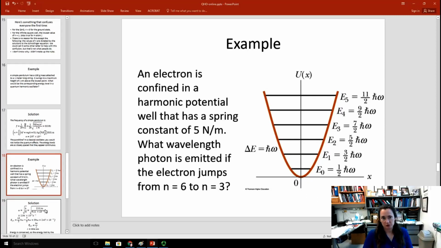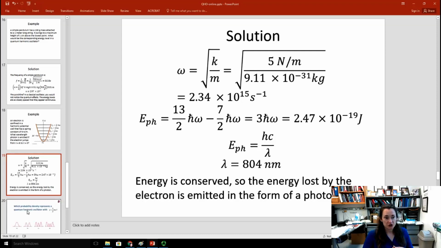Let me do another example problem for you. Here, we're dealing with a real, true quantum harmonic oscillator, and we've got an electron that's confined in a harmonic potential well, and the effective spring constant is 5 newtons per meter. So what wavelength photon would be emitted if the electron jumped from an n equal to 6 energy level to an n equal to 3 energy level? Okay? So the solution here would be to solve first for what omega is.